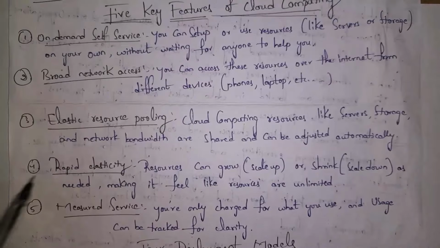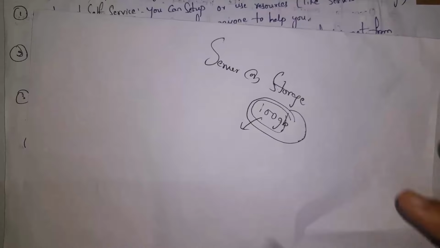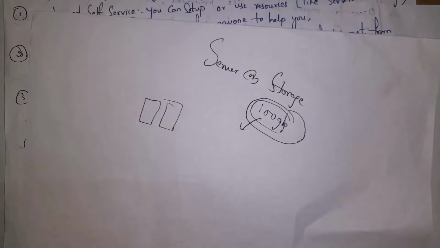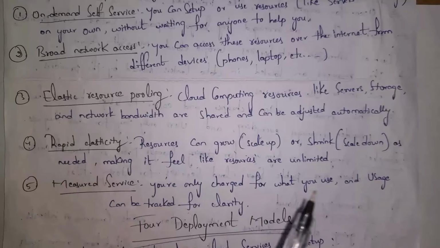And the fourth one is rapid elasticity. As I already said before, you can increase or decrease resources. Resources can grow or shrink as needed, making it feel like resources are unlimited. For example, I'm developing a project in cloud. At first I took only 2 servers. But the project is very big. I need 5 to 10 servers. So simply you can add servers. If you are developing a very small project, then simply you can remove those servers. If you want, you can increase storage, and if you want, you can also decrease storage. So in cloud, you can grow or shrink resources automatically.